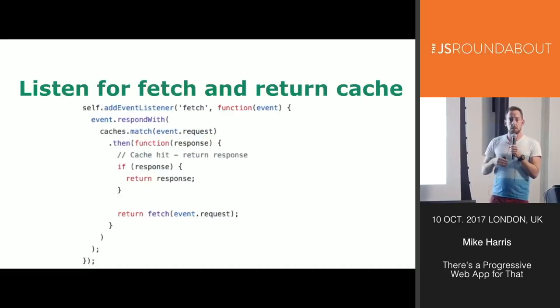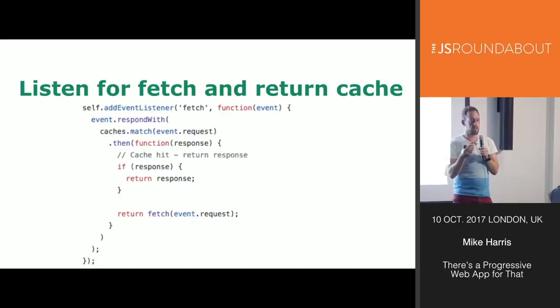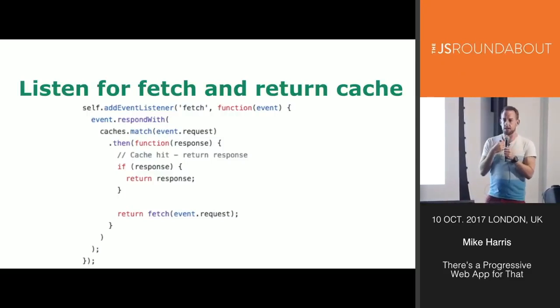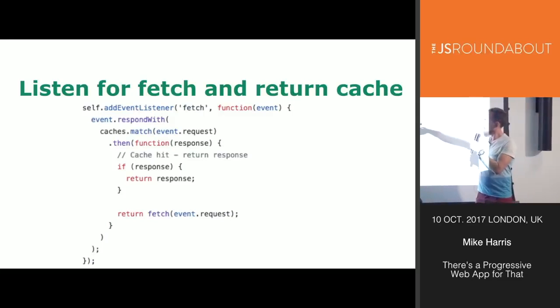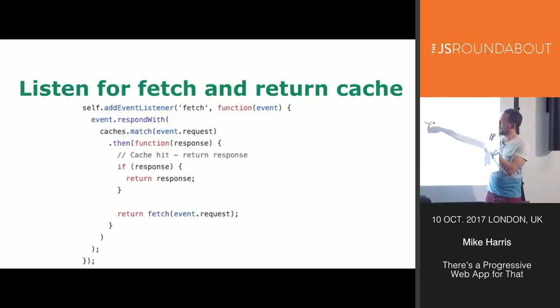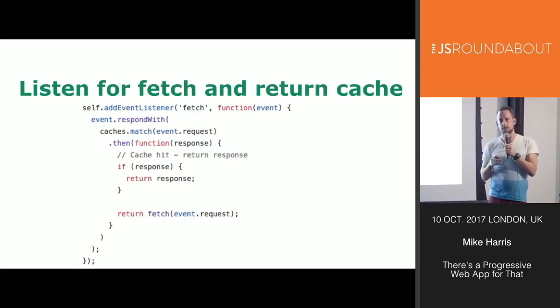After it's installed, the next thing I want to do is, if someone in the app requests anything, I want to interrogate that request, and then I can do what I want with the cache. This is a very, very simple example: on any fetch request, I go through caches.match, and I check to see if the request that's come from my server is in my cache.